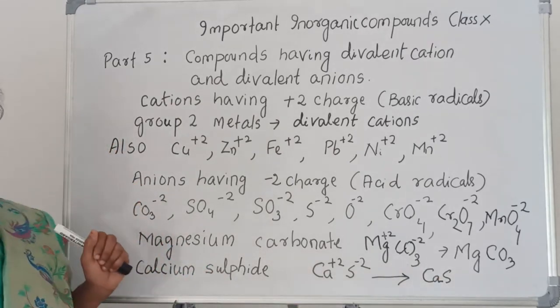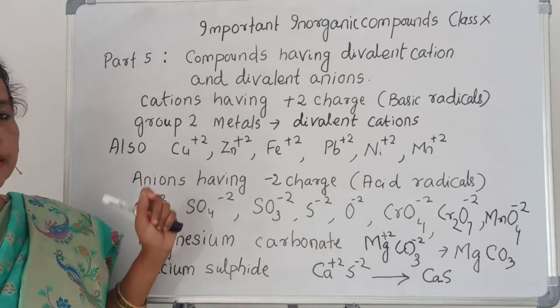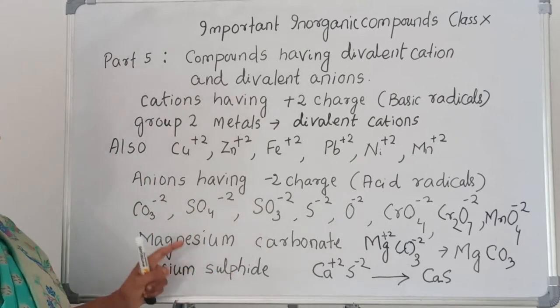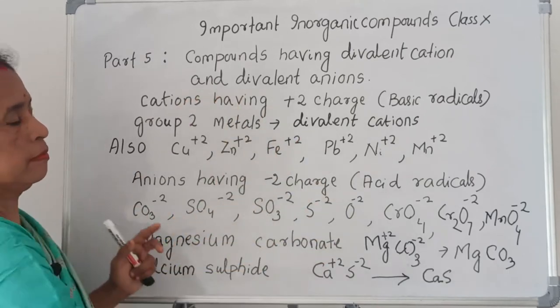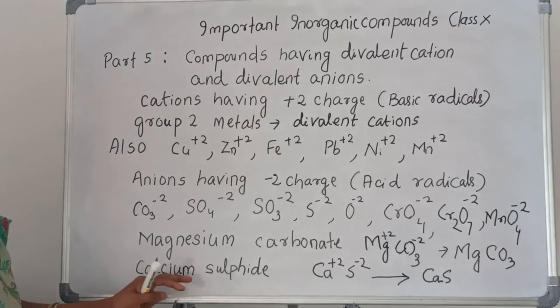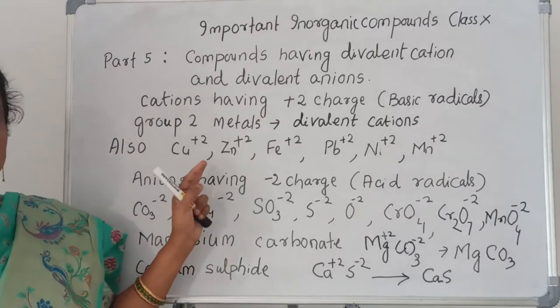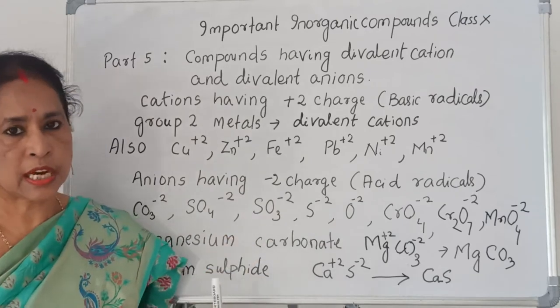I hope it is clear, the fundamental knowledge. You should know what the divalent cations and divalent anions are, try to remember them, and after that try how the compounds form with the help of divalent cation and divalent anion. Now we will proceed to other compounds having reciprocal plus 2 charge and reciprocal minus 2 charge.